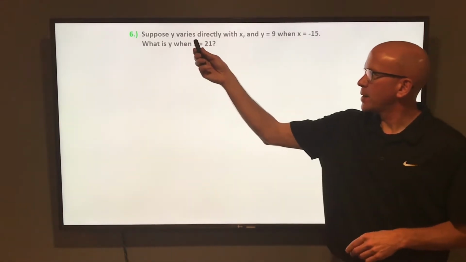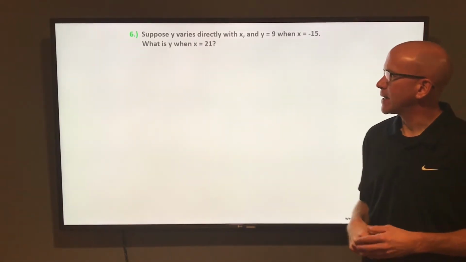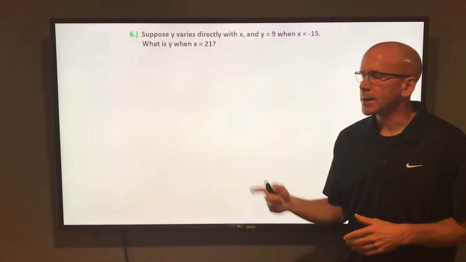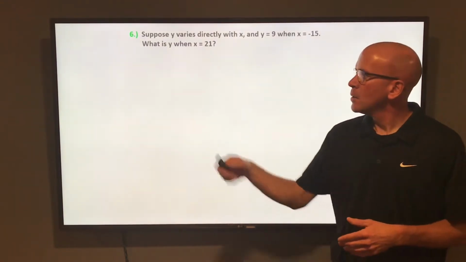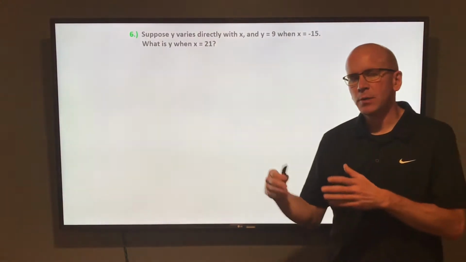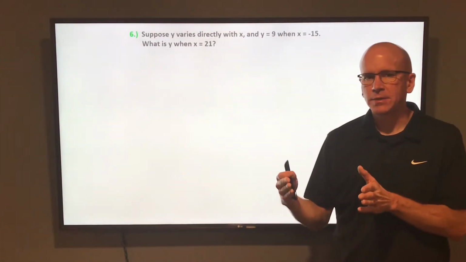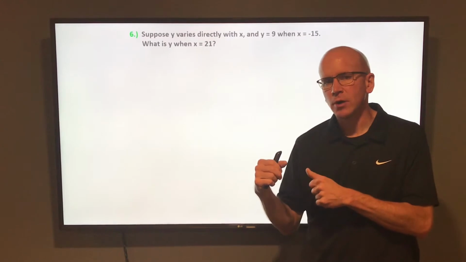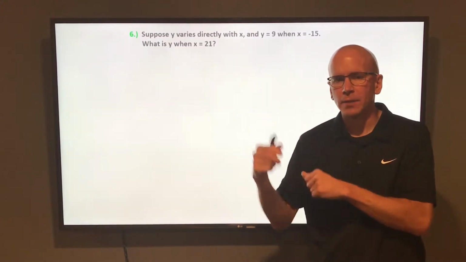Suppose y varies directly with x, and y equals 9 when x equals negative 15. What is y when x equals 21? Well, you're told that y varies directly with x. That means it can be written in the form y equals k times x, where k, that constant of variation, is equal to y divided by x.